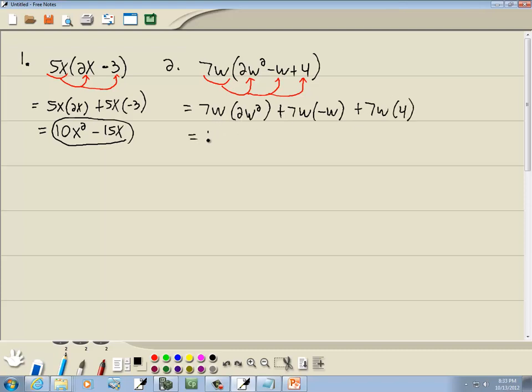Well, 7 times 2 is 14. This is like w to the first power, so w to the first power times w squared, you add the exponents. 1 plus 2 gives us 3. So we got w to the third. Positive times a negative is negative. The 7 carries down. W times w is w squared. And 7 times 4 is 28, and the w carries down. And that's our answer.